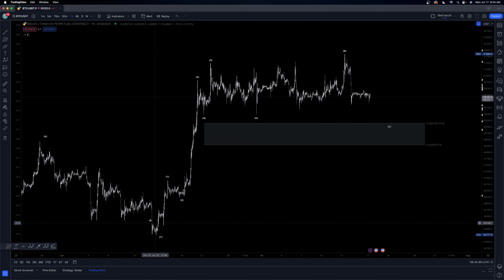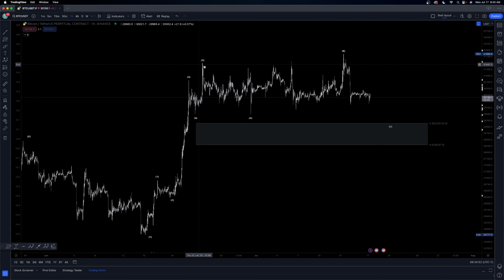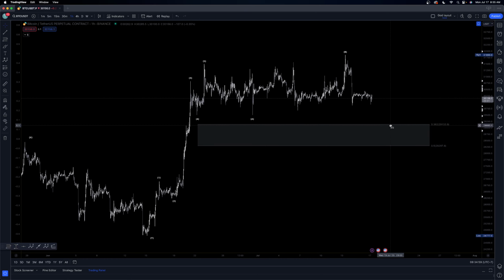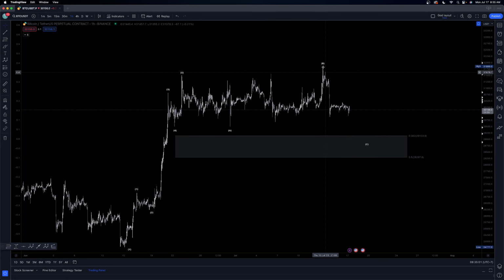And Twitter saw this first, so make sure you're following us on Twitter. So this would be the 5 waves up right here. And then this long consolidation would be an A, B, C flat. And we're currently finishing the C with 5 waves down for C. So this is what the 5 waves down for C would look like.